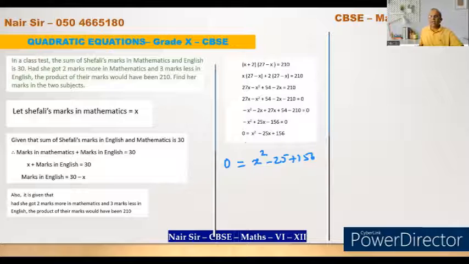This can be written as x square minus 25x plus 156 is equal to 0. It's the same. No? There's no difference. Because even when I used to do mathematics, this was one area where I used to get confused.